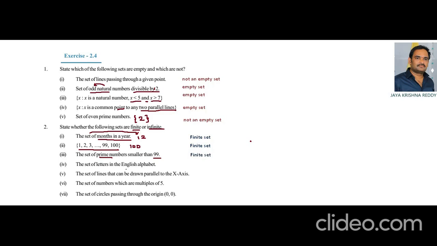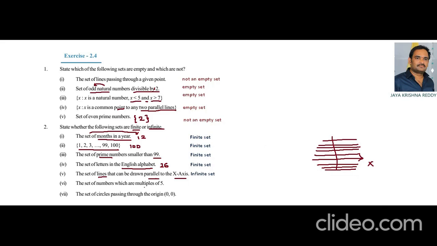The set of letters in the English alphabet. How many letters are there in the English alphabet? 26 letters. So the count of elements is countable. So it is also a finite set. The set of lines that can be drawn parallel to the x-axis. This is the x-axis, and the set has lines parallel to the x-axis. Parallel to the x-axis means we can draw lines like this. In this way we can draw an infinite number of lines parallel to the x-axis. So this is an infinite set.